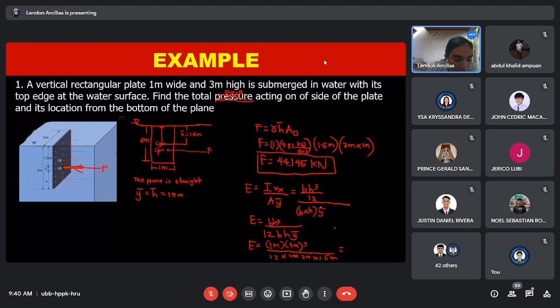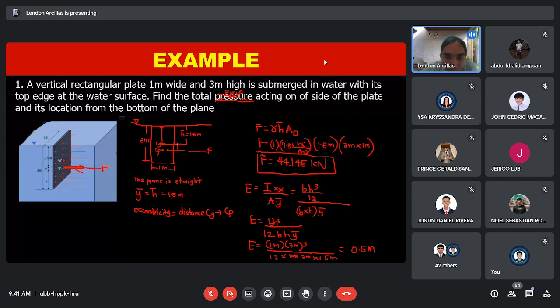Eccentricity pa lang pala to. So, eccentricity is 0.5 meters. So, ano yung ibig sabihin ng eccentricity? Eccentricity is the difference, the distance from CG to CP. Okay, ang hinahanap natin yung CP, di ba? CP from the bottom of the plane.